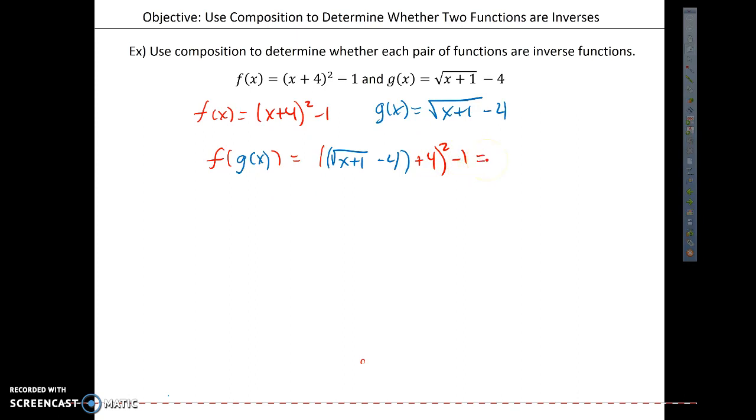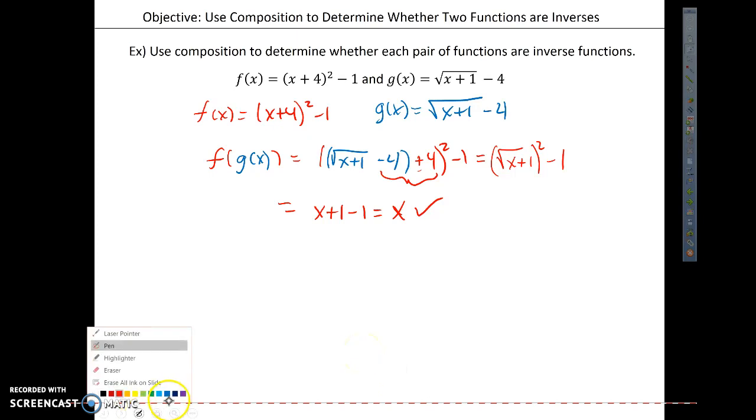Okay, so simplifying, here my negative 4 and my positive 4 cancel, so I get the square root of x plus 1, squared, minus 1. Well, root x plus 1 squared is just x plus 1. I bring down my negative 1. These 1's cancel, positive and negative, to give us x, which is what we wanted.